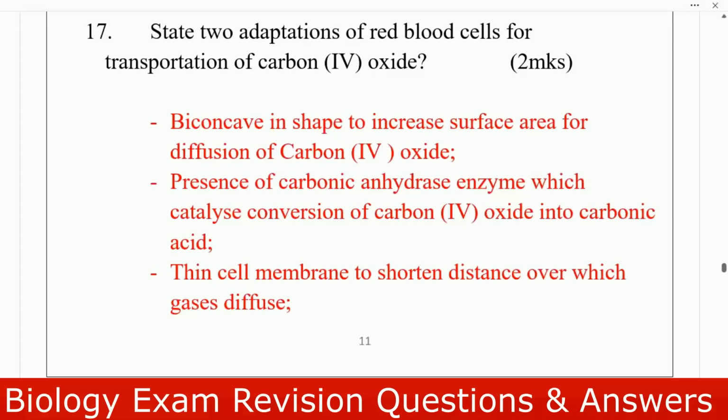Two adaptations of red blood cells: be biconcave in shape to increase surface area for diffusion of carbon (IV) oxide. Number 2, presence of carbonic anhydrase enzyme which catalyzes conversion of carbon (IV) oxide into carbonic acid. Number 3, thin cell membrane to shorten the distance over which gases diffuse.